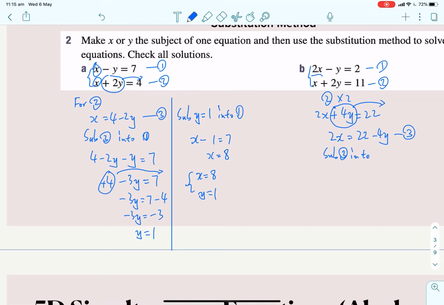into, because we changed 2, we can't substitute into 2, we can only substitute into 1. Okay, so the whole thing, 22 minus 4y minus y equals to 2. So 22 minus 5y equals to 2. Now we want to solve this, then we need to move this to the other side. 22 is positive, so move to the other side, become negative. So negative 5y equals 2 minus 22. Negative 5y equals to negative 20.